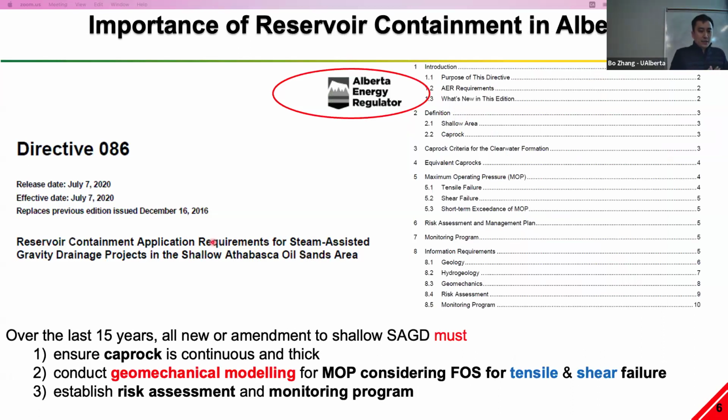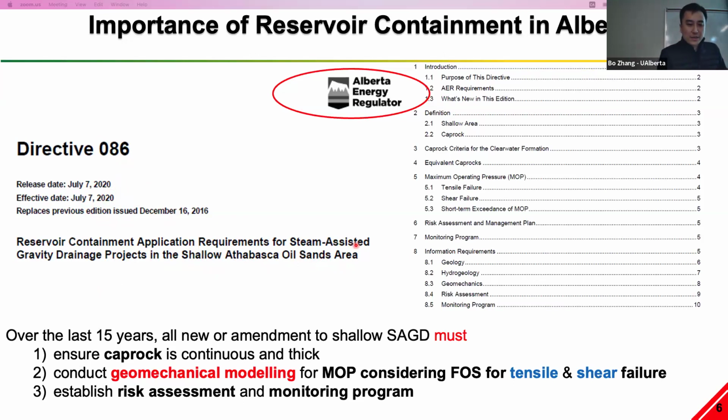After that, definitely the regulators started to look into the problem of how to better regulate this kind of operation in oil sands and avoid those problems. So they have this Directive 086. They released that back in 2010, then they kept modifying it. This is the version from 2020, called the Reservoir Containment Application Requirements for SAGD projects in the shallow Athabasca oil sands. And the definition for shallow oil sands is basically when it's above 150 meters.